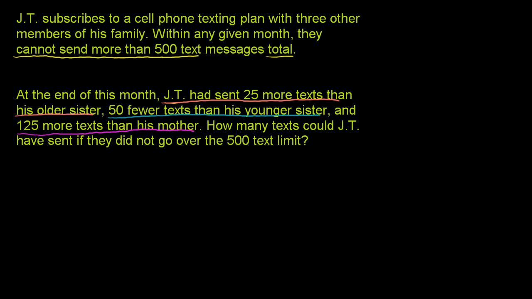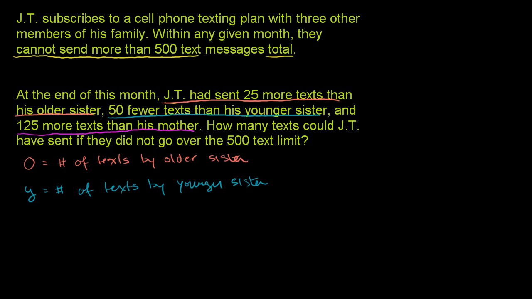So let's just define some variables over here. O is for older sister, so this is the number of texts by his older sister. Let's say that Y is equal to the number of texts by his younger sister. And then we'll use M. M is equal to the number of texts by his mother. And we'll use J for the number of texts by JT.